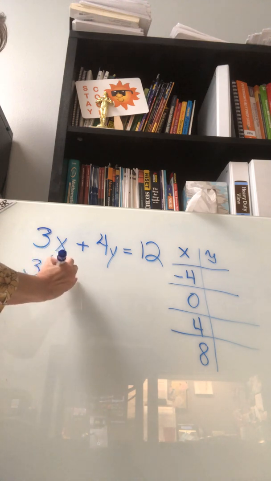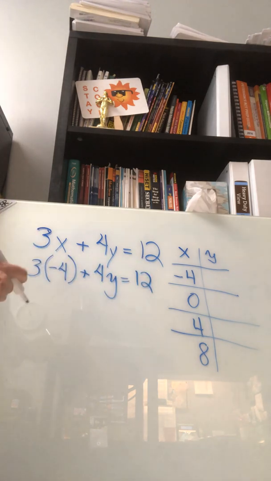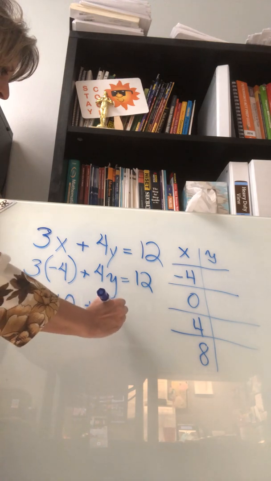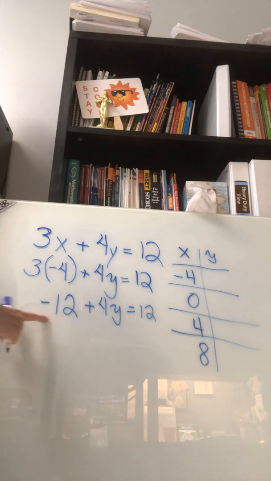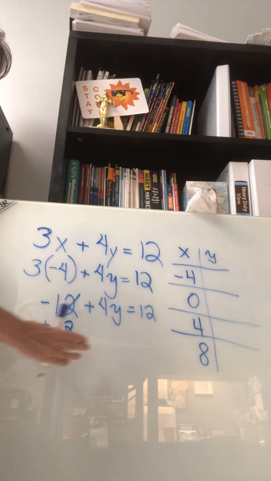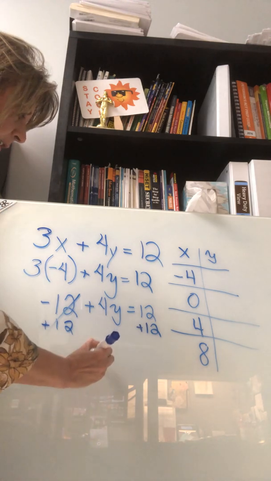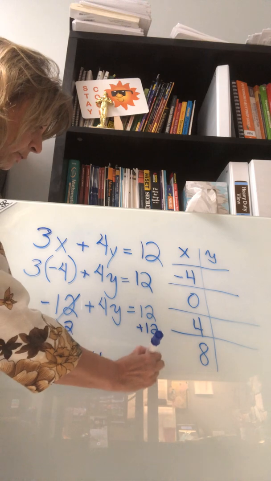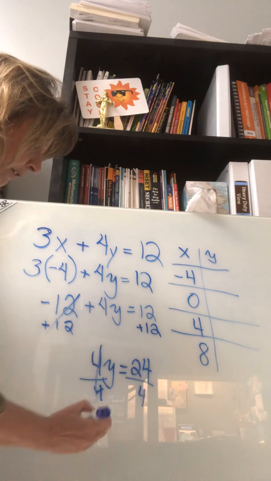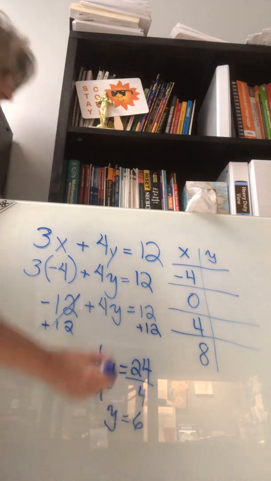3 times -4 plus 4y equal 12. Okay? 3 times -4 is -12 plus 4y equal 12. Okay, we want to get rid of this -12 here, so we add 12 so we can cancel it out. But if I add 12 on this side of the equal sign, I must also add 12 on this side of the equal sign. 4y is going to equal 24, 12 plus 12. Divide each side by 4. So we can cancel that 4 out. And y is going to equal 24 divided by 4, or 6.